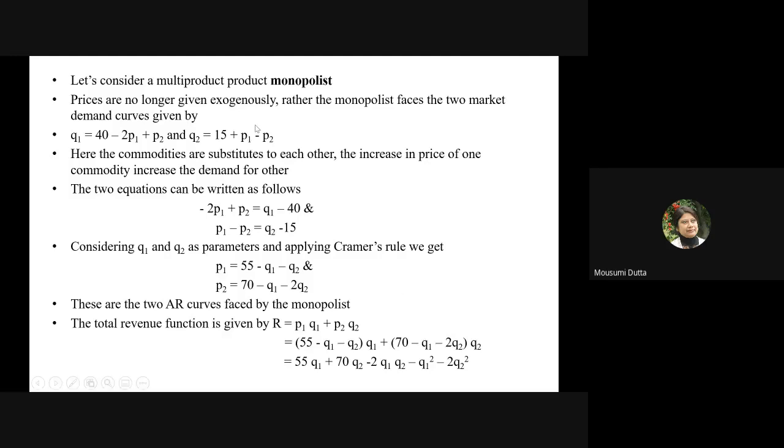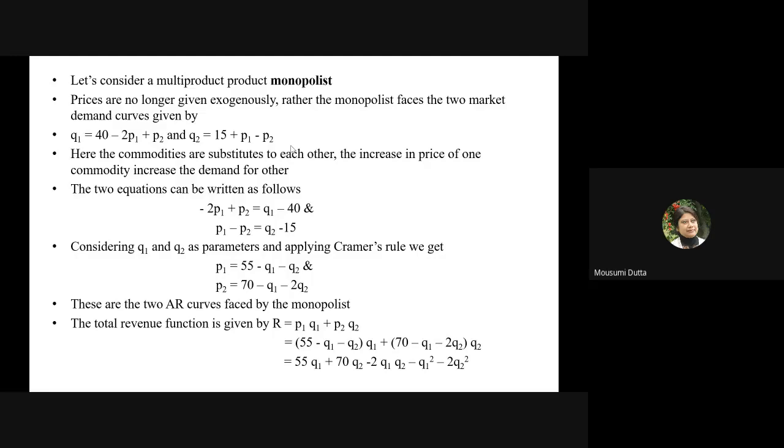So prices are no longer given exogenously, rather the monopolist faces two market demand curves given by Q1 is equal to 40 minus 2P1 plus P2. So please write down the equations, multi-product monopoly. Write down the two equations. Q1 is equal to 40 minus 2P1 plus P2. Q2 is equal to 15 plus P1 minus P2. We assume the commodities are substitutes for each other.